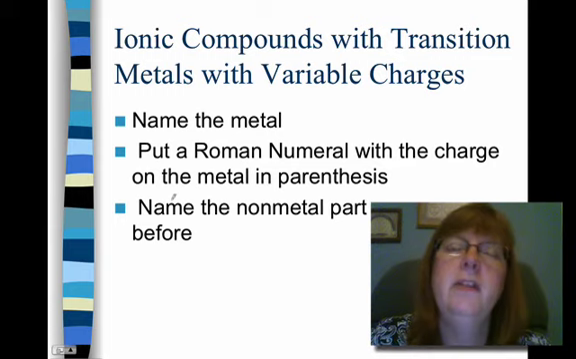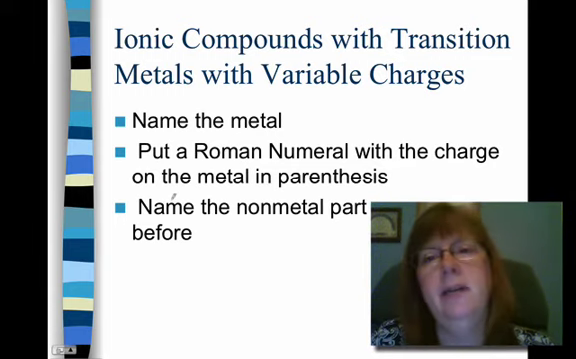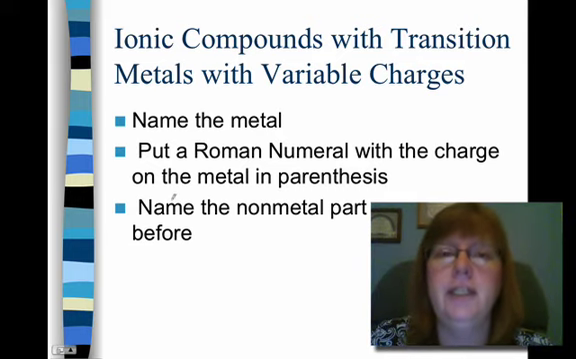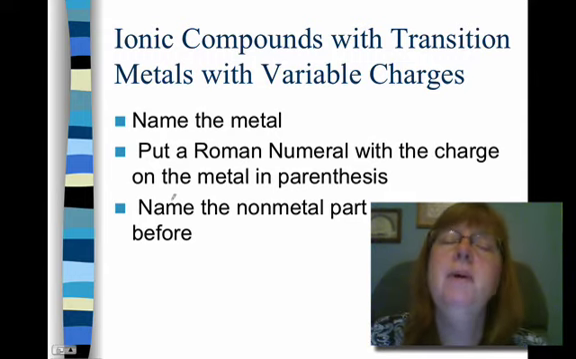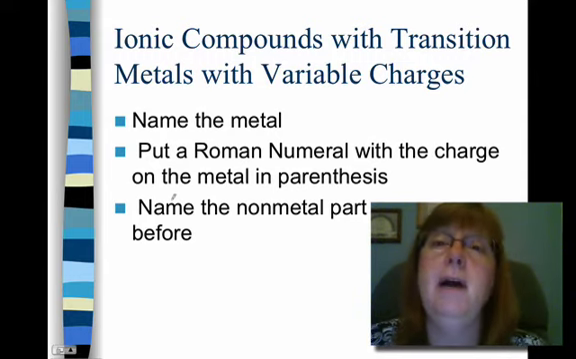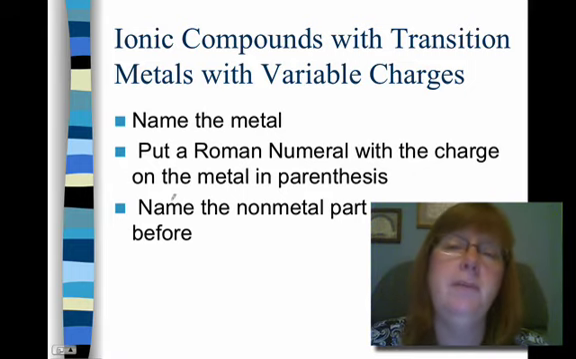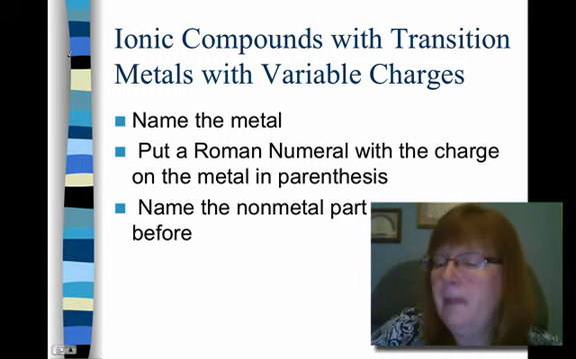Now, so far we haven't had any transition metals in these ionic compounds. These transition metals can have many different charges. So we're going to name the metal, so you name the transition metal, but we're going to have to be specific about what its charge is. And so we're going to put its charge in parentheses as Roman numerals. And then the nonmetal portion is the same.